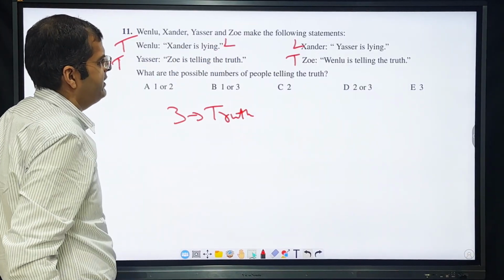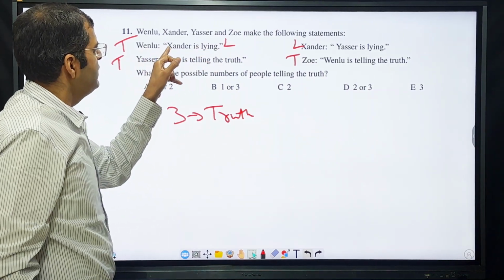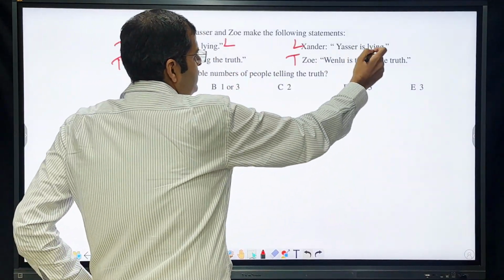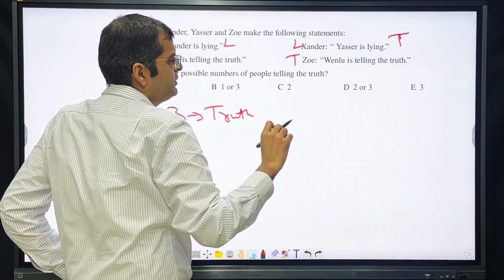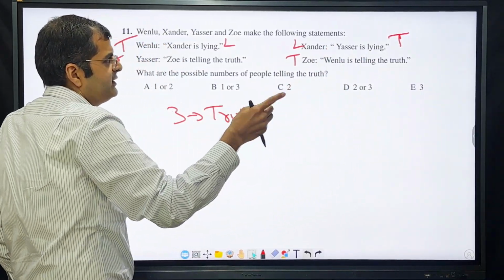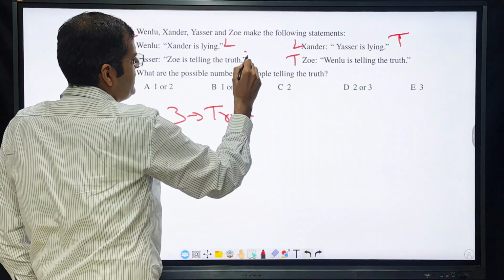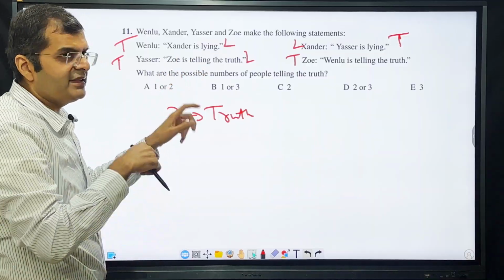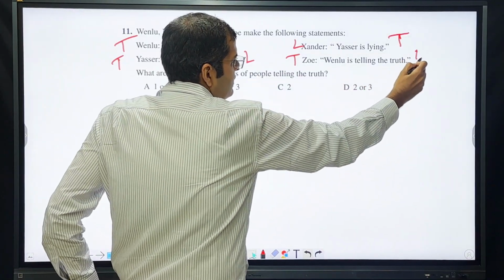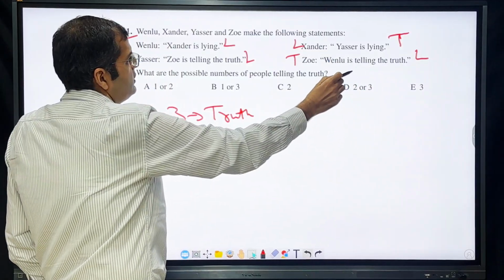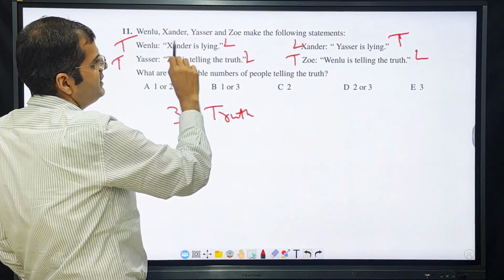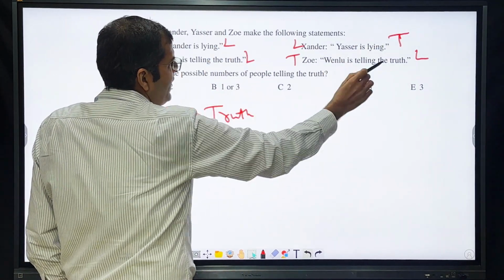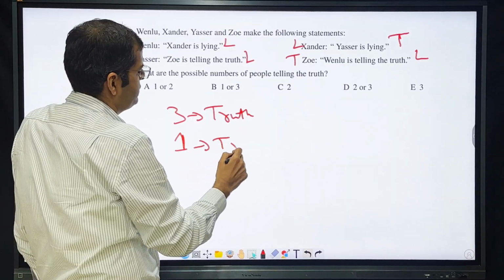The second scenario, I will say that W is lying. W says Xander is lying, but that is a lie. That means Xander is telling the truth. Xander says Yasir is lying, so if Xander is telling the truth, Yasir is lying. Yasir says Zoe is telling the truth, but Yasir is lying, so Zoe is lying. Zoe says W is telling the truth, but Zoe is lying, so W is lying, and that is consistent. So this also works: L, T, L, L. In this case, one is telling the truth.